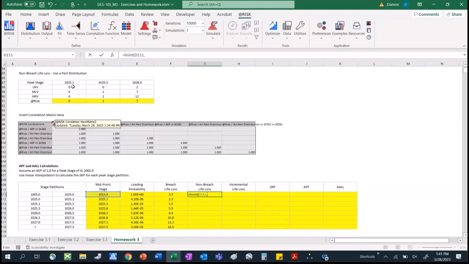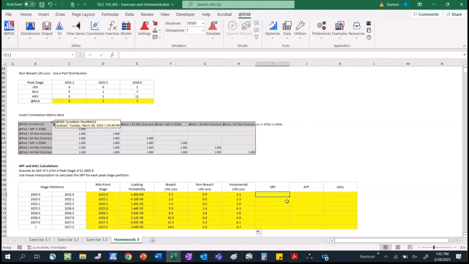and then I'll repeat that process for the non-breach life loss. Essentially the same formula, just different inputs, and lock those. And then we remember that the incremental life loss is going to be the breach life loss minus the non-breach life loss. We'll punch that in here. Breach minus non-breach. Drag those all the way down.